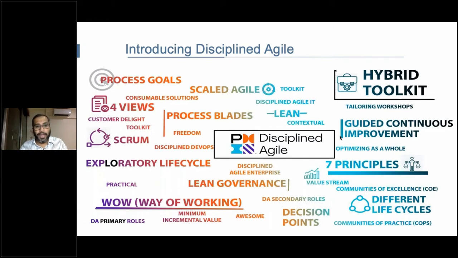So in Disciplined Agile, the idea is to better your WoW. WoW is way of working. So that's the focus. It takes about different life cycles. So you have Scrum, you have Lean, in the current form of things. It doesn't talk only about a particular project. It talks about the enterprise, and it leverages the capabilities of the enterprise. So it doesn't stop at a single project.